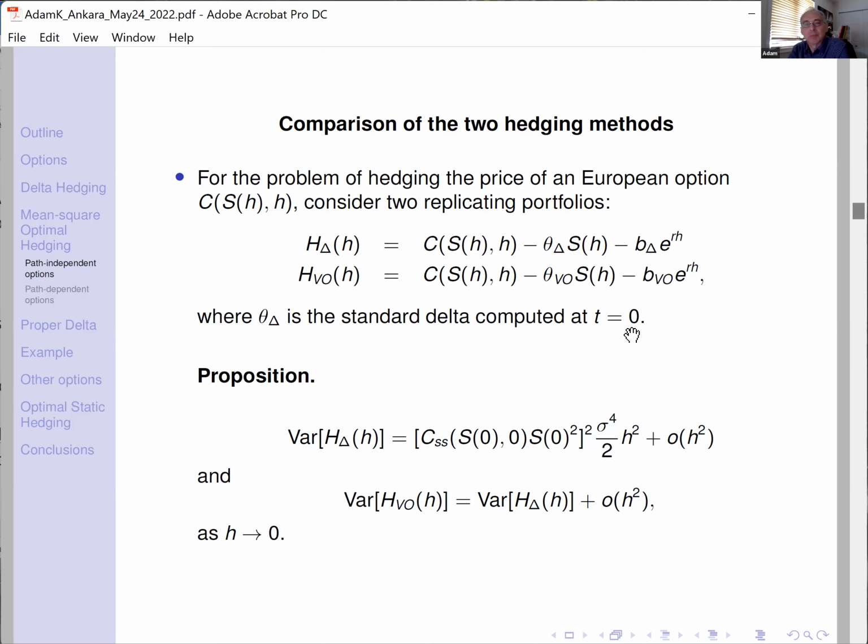So in this sense, delta hedging over a very short time period will behave in almost the same way, will lead to almost the same hedging error as mean square optimal hedging. So this justifies the fact that delta hedging is used by traders. It is still an acceptable approach, even if it was derived in the context of continuous time framework.